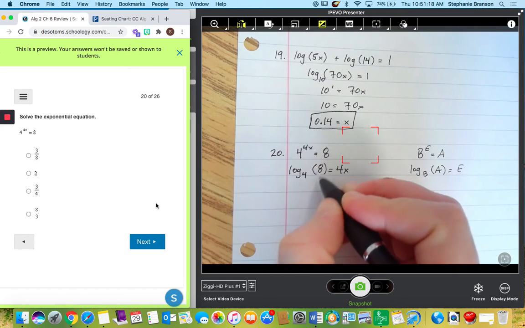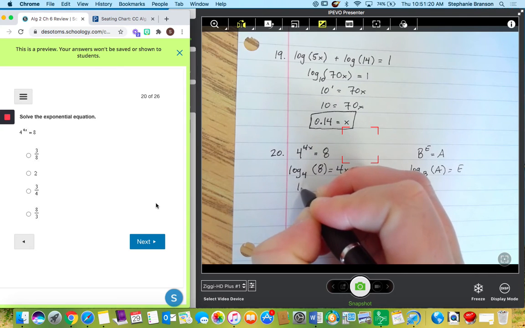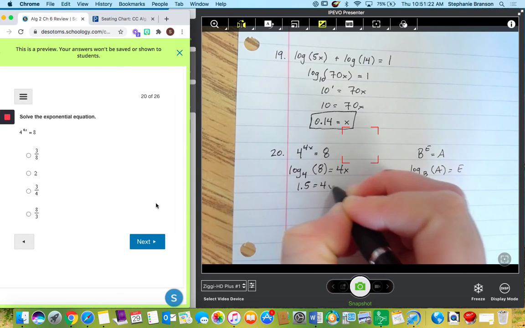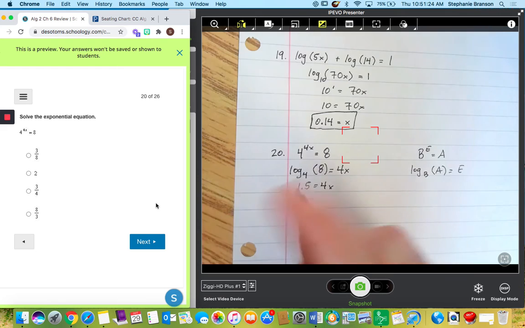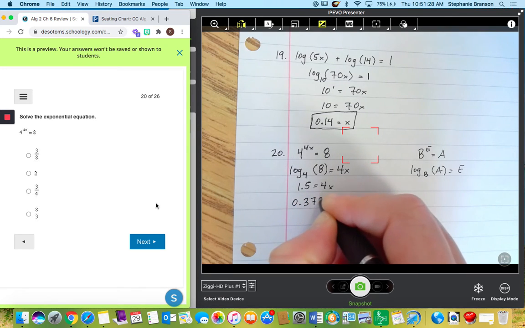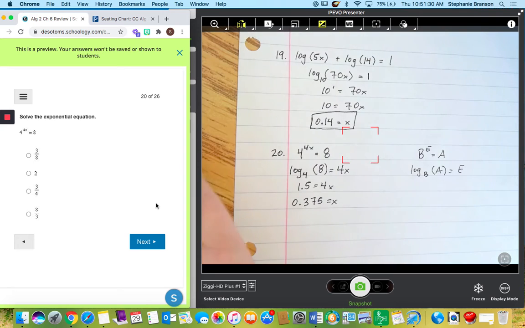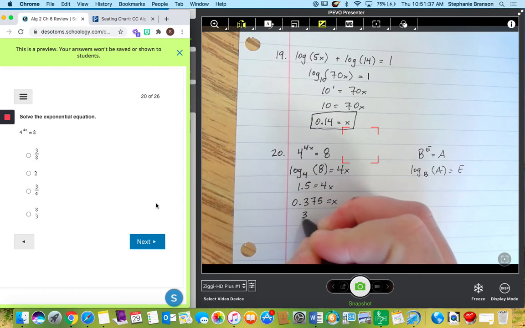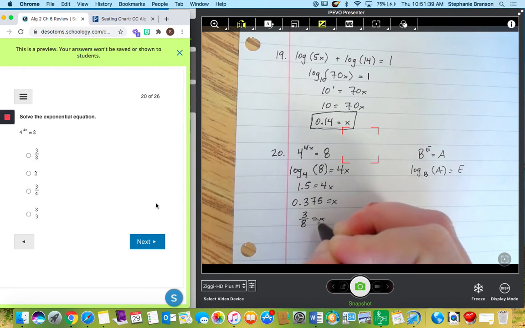Log base 4 of 8 is 1.5, is equal to 4x. Divide by 4 and I get 0.375 is equal to x. Not as a decimal, I need it as a fraction, which is 3/8.